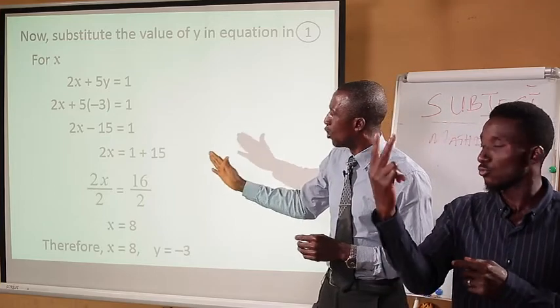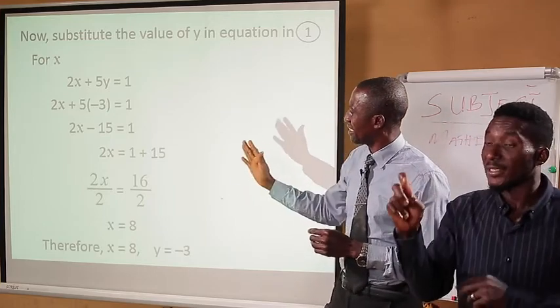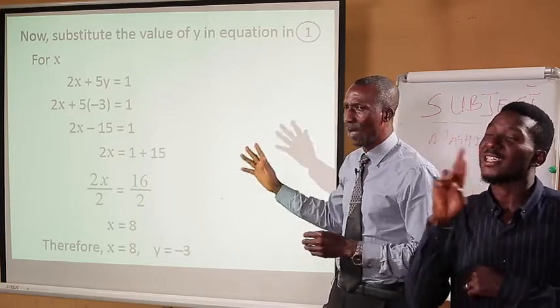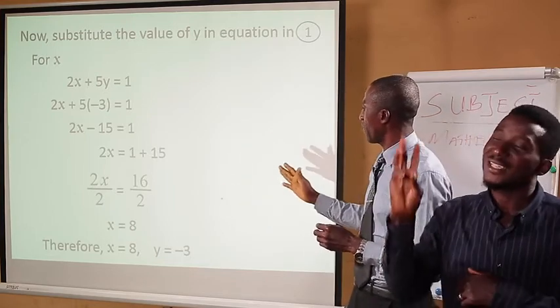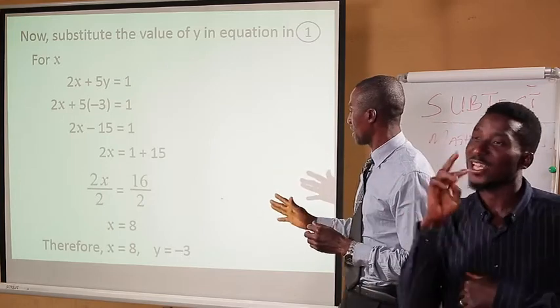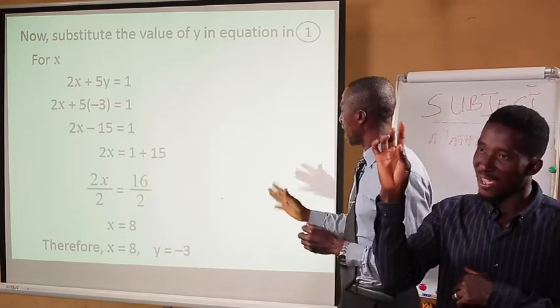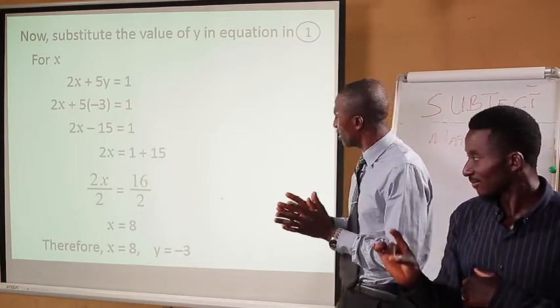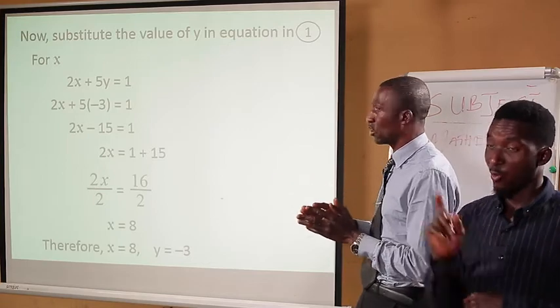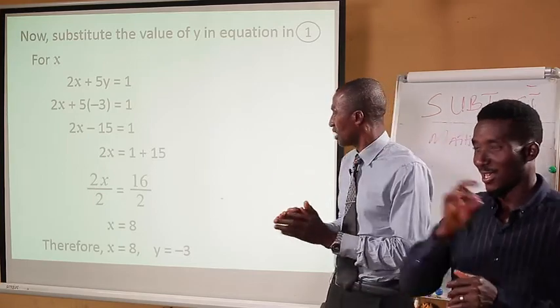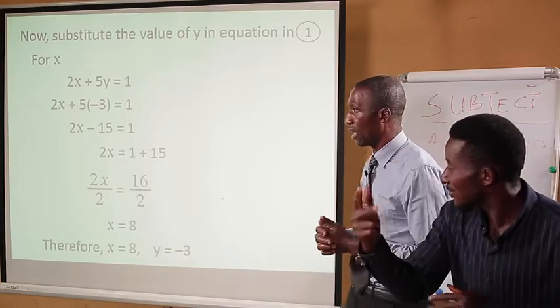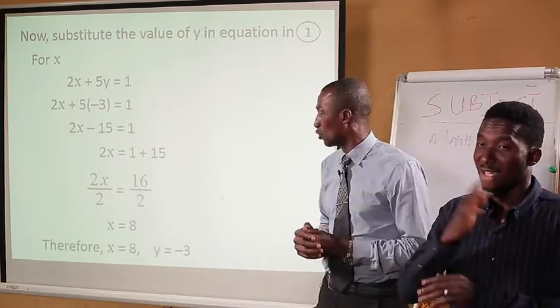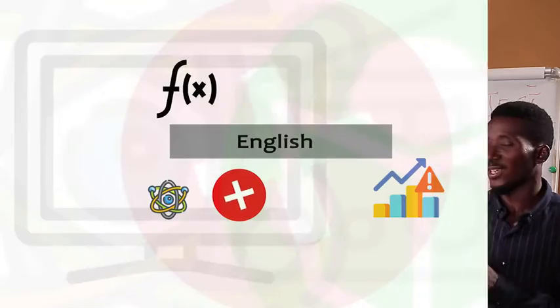And of course, 2x divided by 2, the answer is x. And 16 divided by 2, the answer is 8. Conclusively, our x is equal to 8, and our y is equal to minus 3.